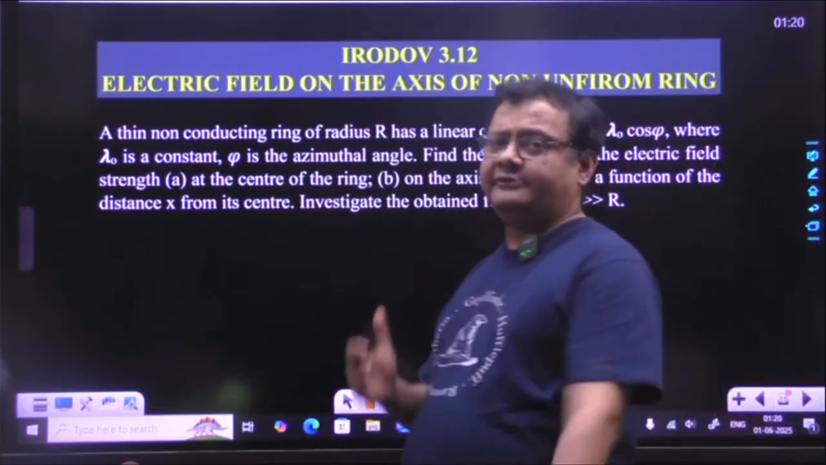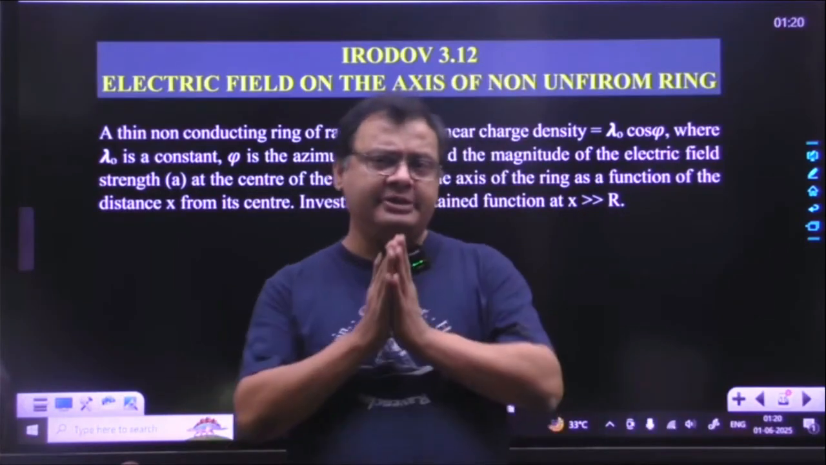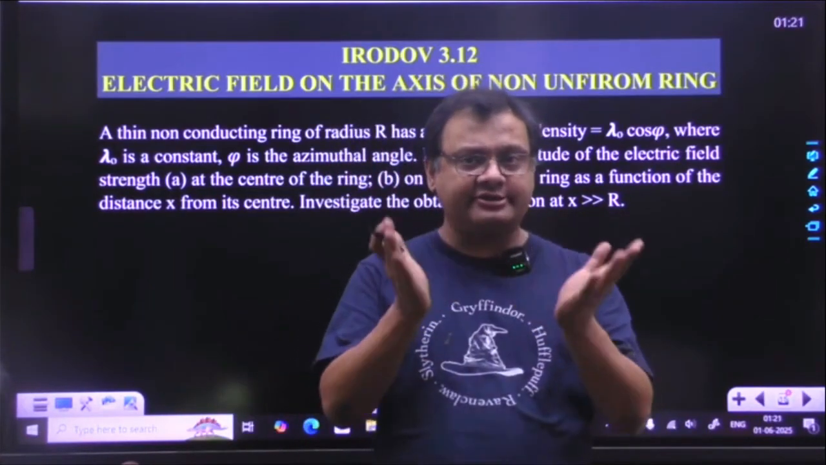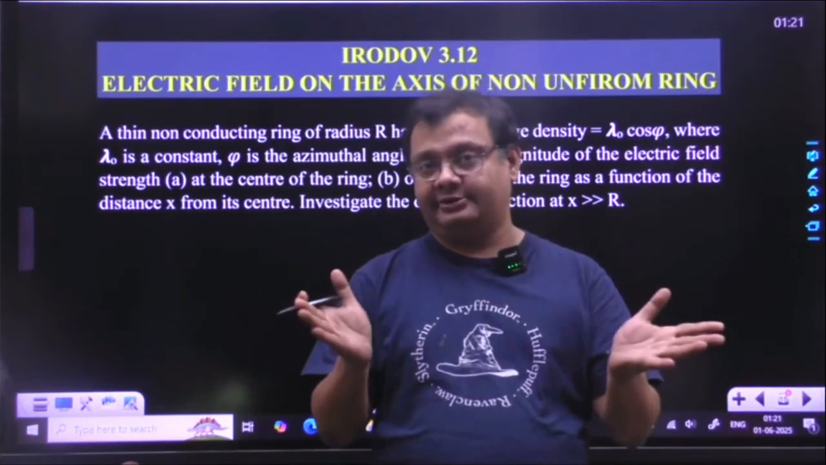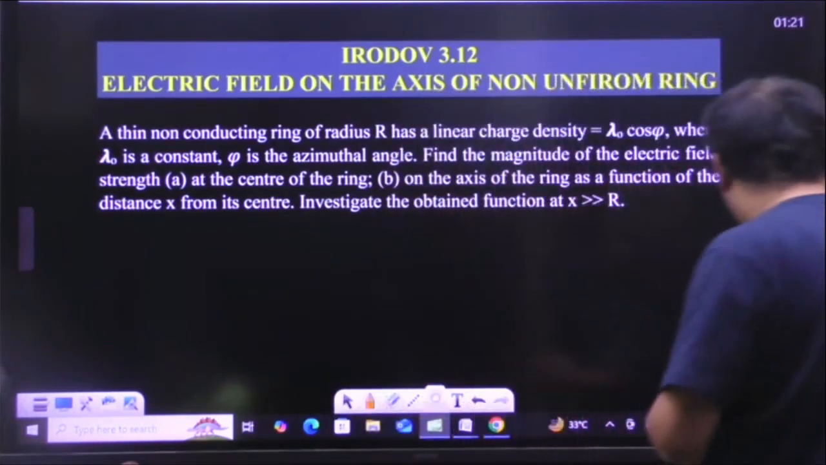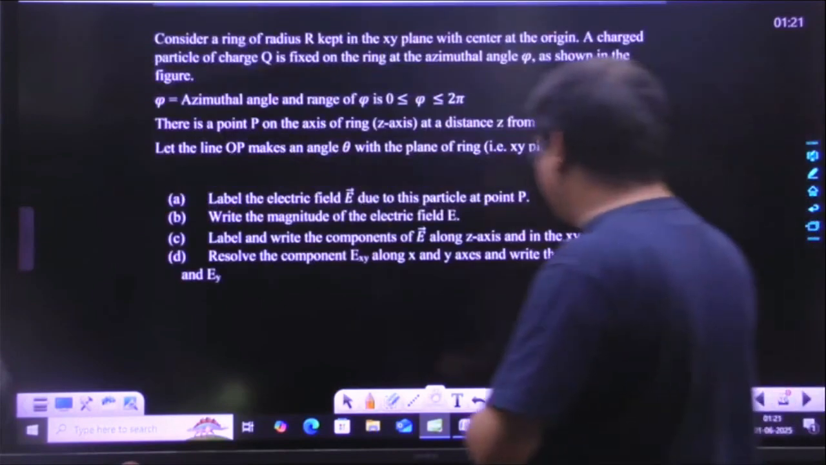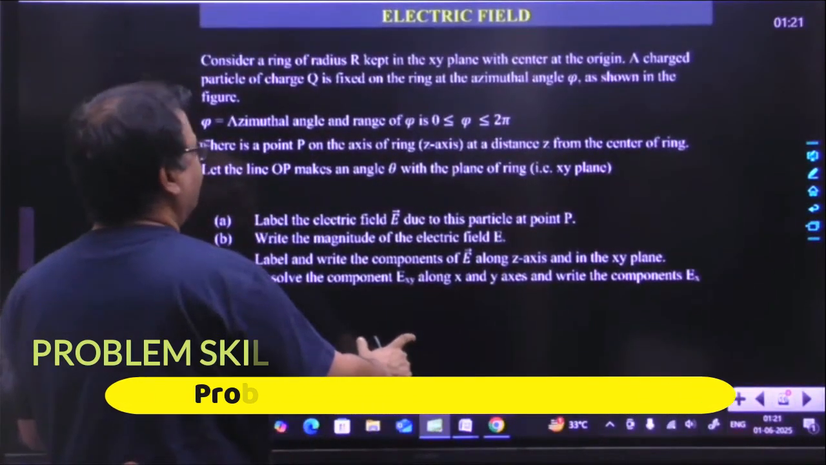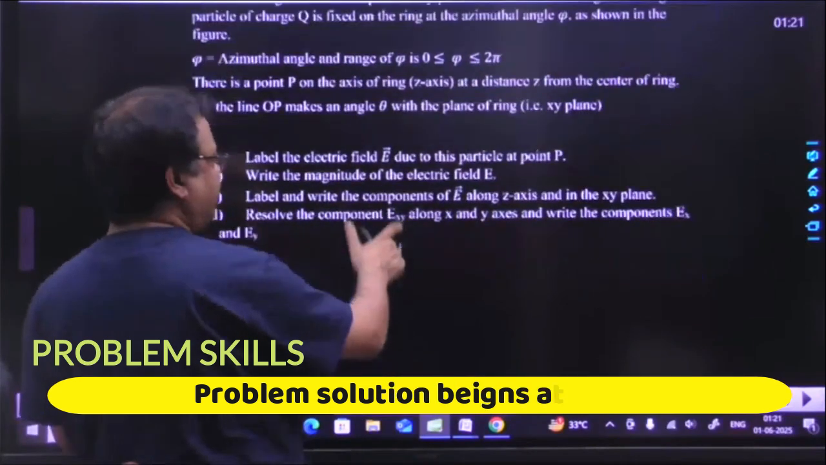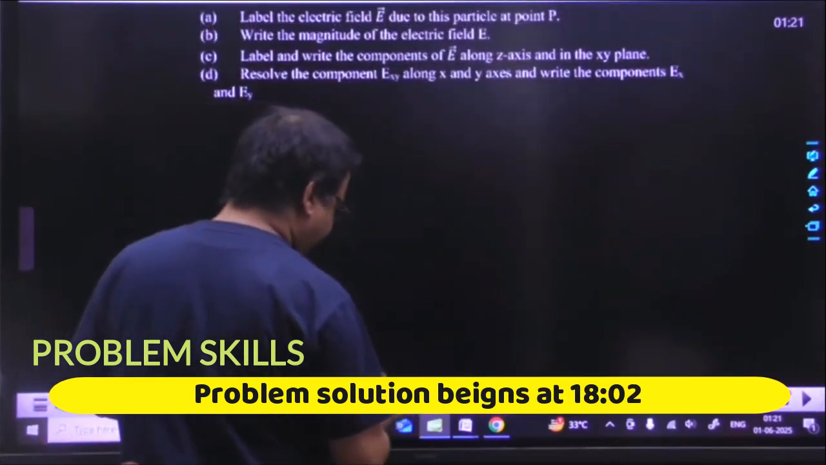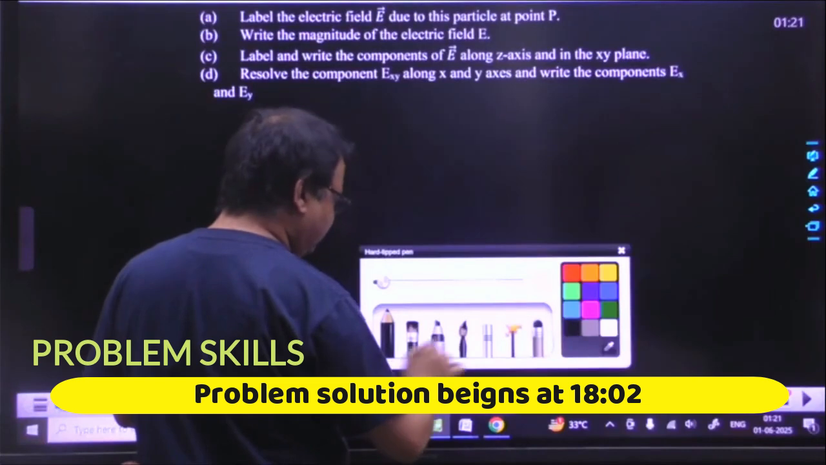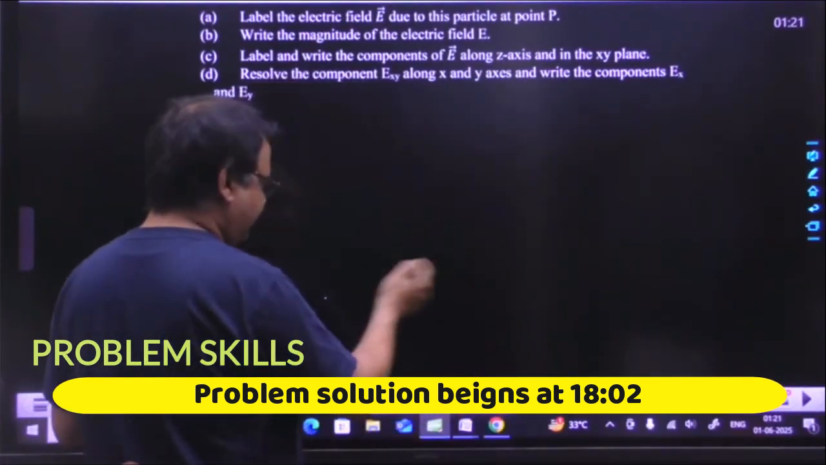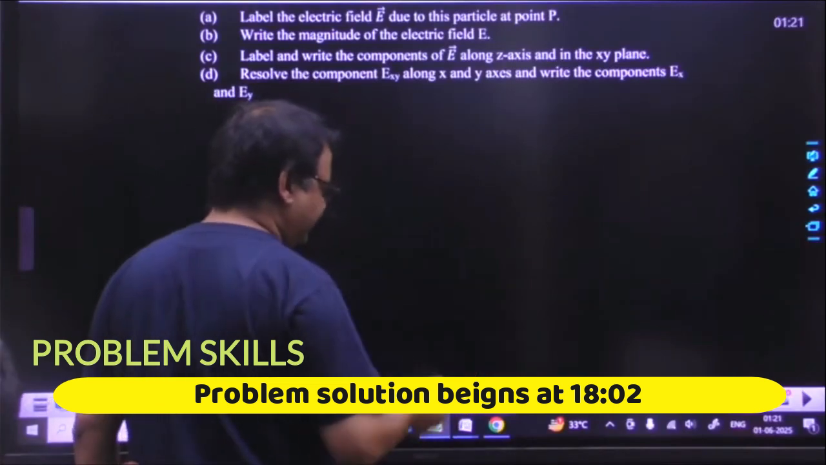So before proceeding with the solution of this problem, let me make a short recap of the skill needed in this problem, that is the 3D visualization of the components of the electric field. This skill we already covered in our basic fundamental lectures. Suppose we have a ring of radius r in the xy plane. This is not the solution of this problem. Here I'm telling you the skill which will be needed in this problem. If you are clear with the skill, you will be very comfortable with the problem.